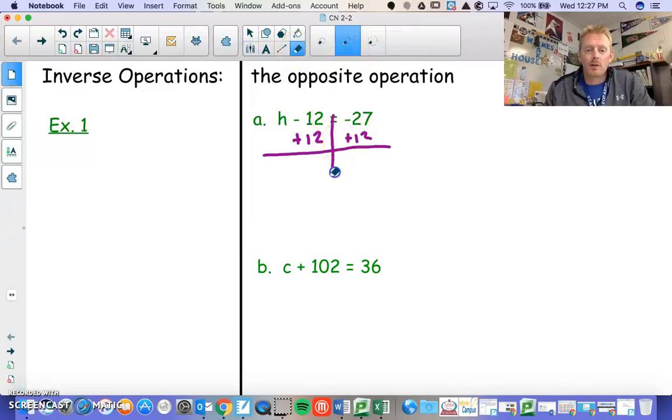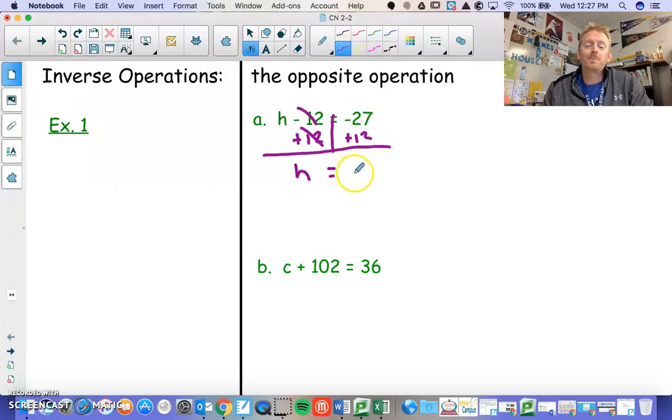So we're going to do that work. I'm going to get rid of this little part here. I went too far. A negative 12 and a positive 12 make a grand total of 0, so I just cross them off. And we're just going to bring down the h on the left-hand side. And then a negative 27 plus the 12 makes a negative 15. And then my answer for h is a negative 15.